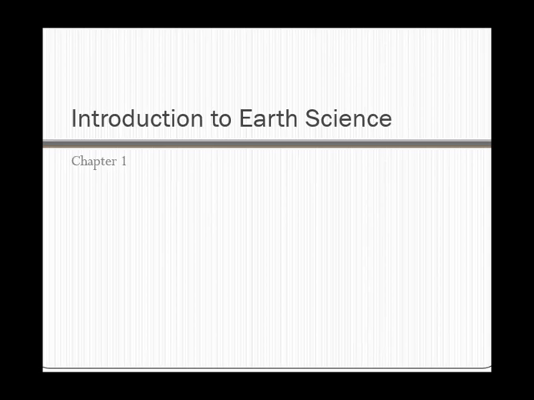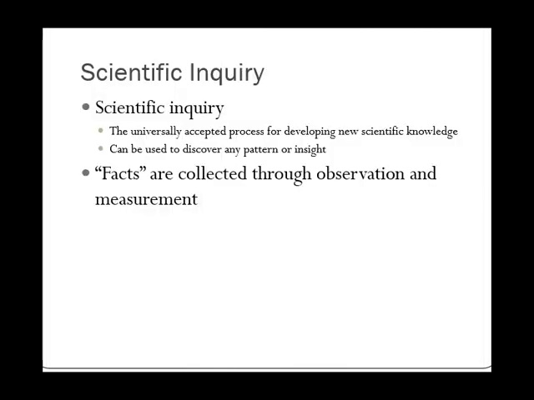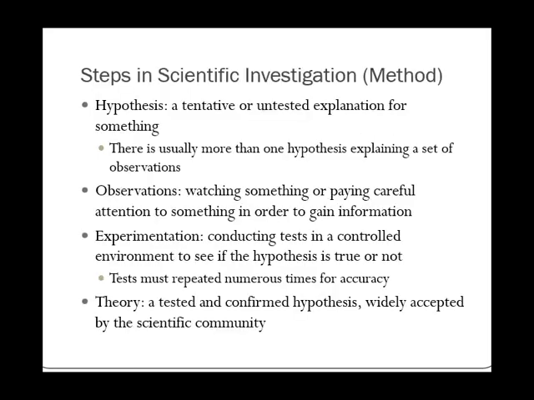So the first thing we're going to look into is the scientific method and scientific inquiry. Scientific inquiry is the idea of trying to make sure that things work. First of all, trying to develop what are called hypotheses, which are educated guesses about the way things work, and then going about testing them. Scientific inquiry is the accepted process for developing new scientific knowledge, and it can be used to discover any pattern, insight, knowledge, etc. Facts are collected through observation and measurement. That could be facts like temperature, size, color. All these things can be observed and measured. That's how facts are created.